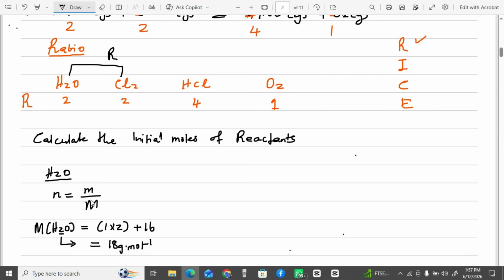So that's your molar mass for water. If we do the substitution, initially we had 5 grams over the molar mass, which is 18. So this is just 5 divided by 18. You punch this on the calculator and see what you get.